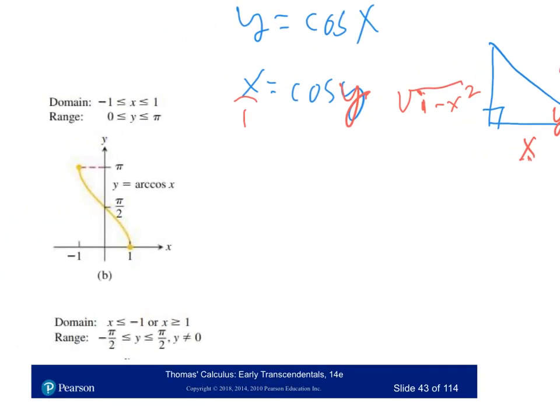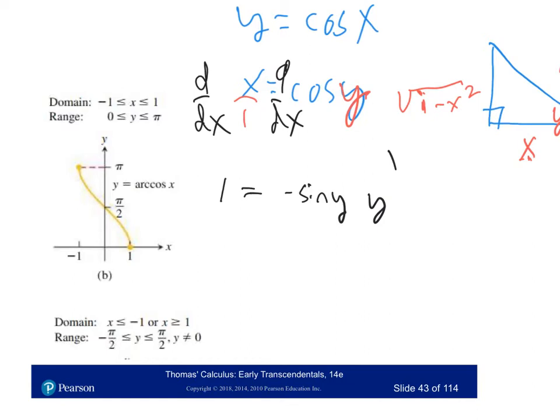I'm going to do the derivative of this side, and I'm going to do the derivative of this side. So the derivative of x is 1. The derivative of cosine of y is negative sine of y. Chain rule, y prime. Y prime is negative 1 over sine of y, or 1 over negative sine of y. But I put the negative on top.